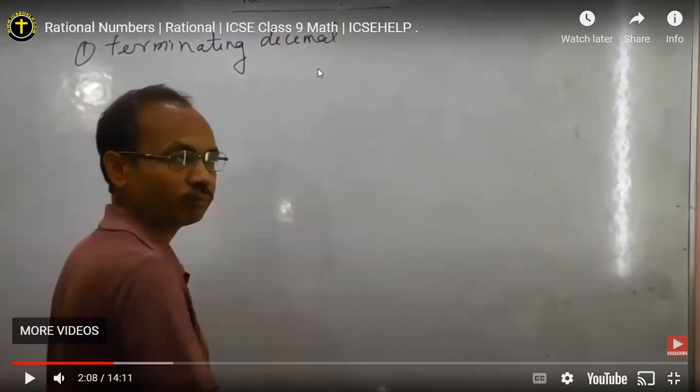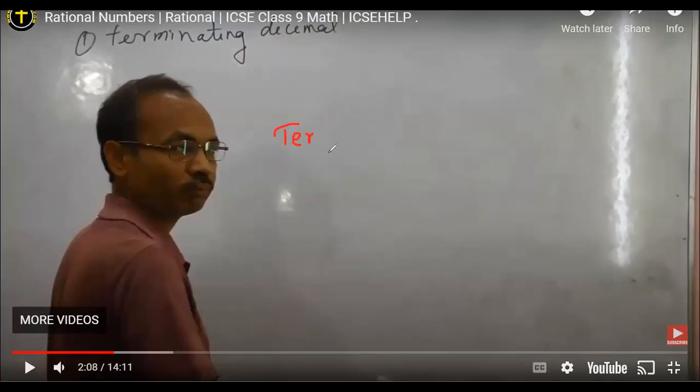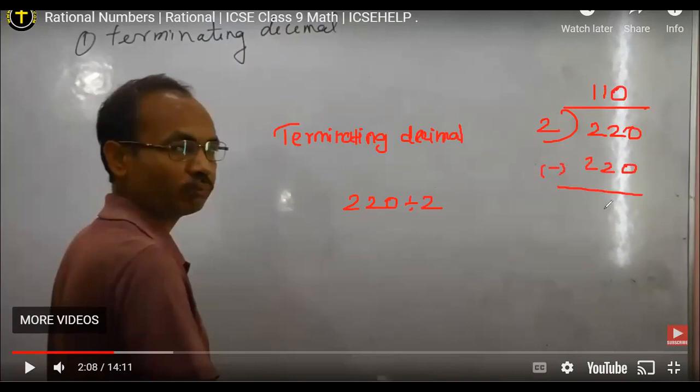Okay, no problem. So what he's trying to say is explaining the terminating decimal. For example, you take any number, say 220. If you divide this by 2, 220 divided by 2 will give you the quotient 110, and you will be left with the remainder 0. So this 220 is known as a terminating number. You're getting it? That's what he's trying to say.